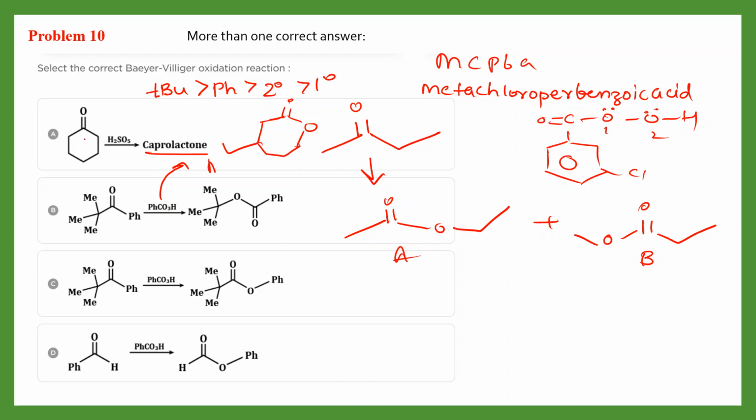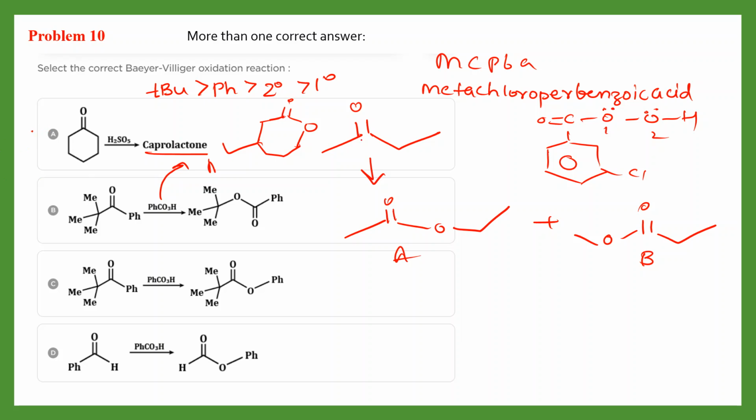A six-membered ring was there. After insertion of one oxygen, it will become seven-membered. So you will get this product. So option number A. Oh, wait. You were going to tell me the answer. Which options are correct, since more than one correct answer is there?